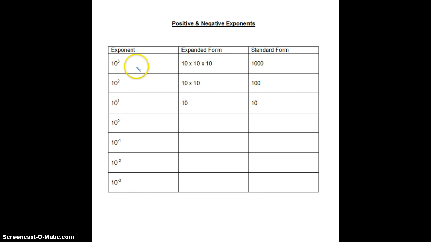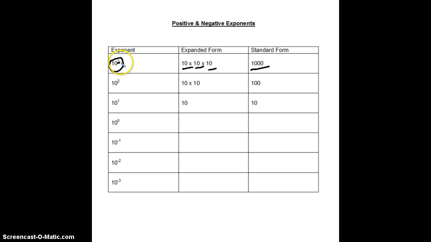Okay, so we're going to look at negative exponents. And we're going to start off with a review of positive exponents with a base of 10. So we have 10 cubed here. 10 cubed equals 10 times 10 times 10. That equals 1,000. So if you look at that, we have 10 to the third, and we have 3 zeros over here. Okay, so 10 cubed is 10 times 10 times 10 equals 1,000.